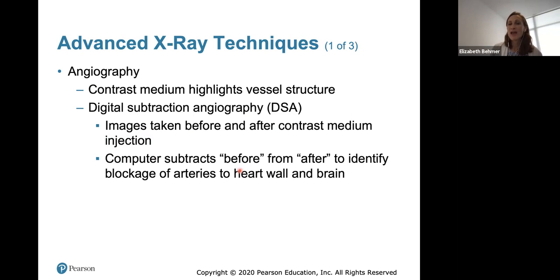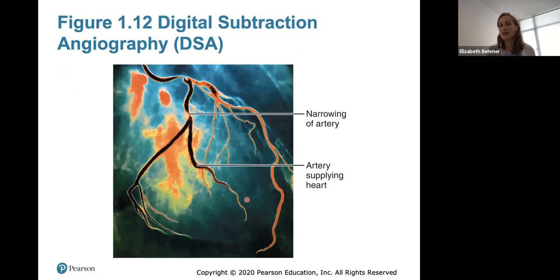Angiography is a more advanced X-ray technique. This uses a contrast to highlight vessel structures. Digital subtraction angiography uses images taken before and after a contrast medium injection, where the computer subtracts before from after to identify a blockage of an artery to the heart wall and brain.